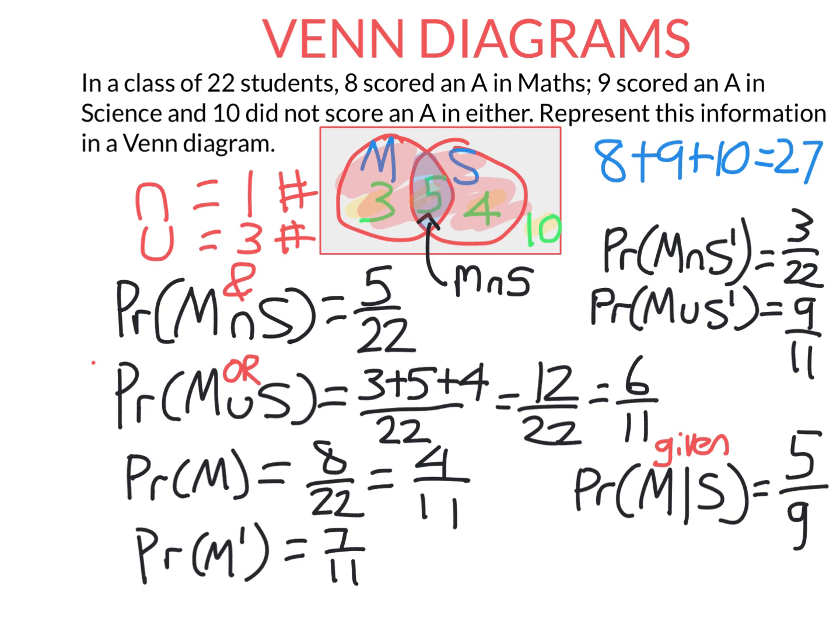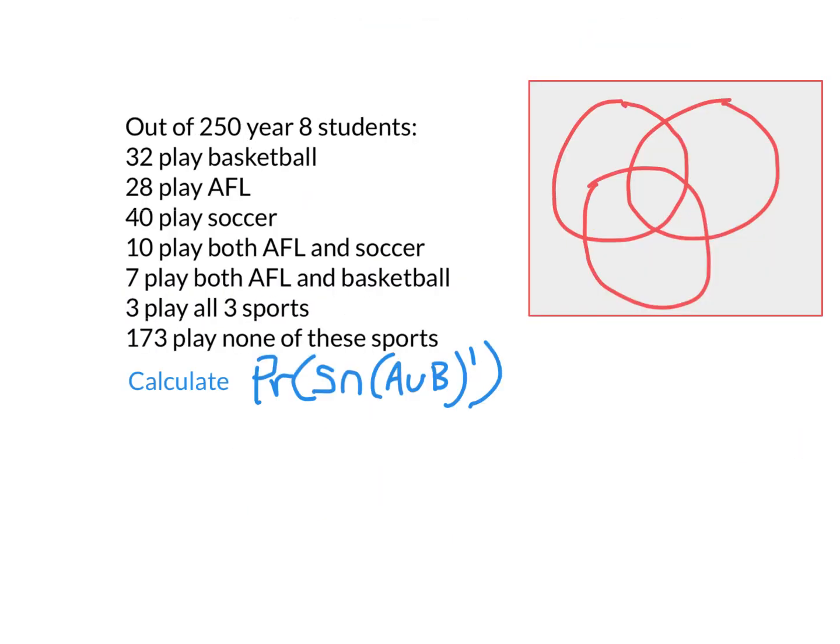All right, let's now look at an example involving 3 circles in a Venn diagram. So in this example, we have 3 sets, students who play basketball, AFL, and soccer. So we set up our Venn diagram like this. So I'll just call that AFL, basketball, and soccer. So let's go through and add in the numbers from here that we do know already. Well, we know 3 play all 3 sports, so I can put a 3 there.